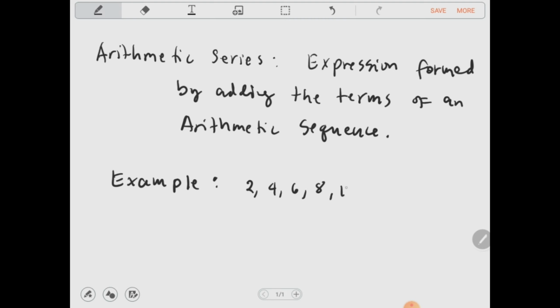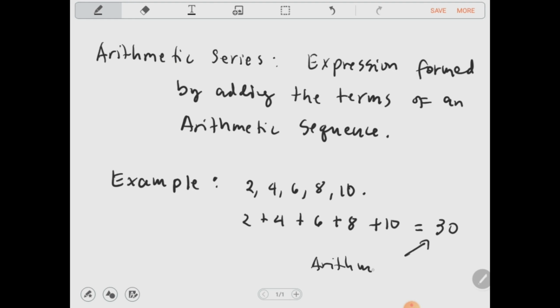In the example here, we have 2, 4, 6, 8, and 10. So what we're going to do here is get the sum, or the total, of these numbers in the sequence. So that is equal to 30. So that's how you do it. You just have to add all the numbers in the sequence given to you.